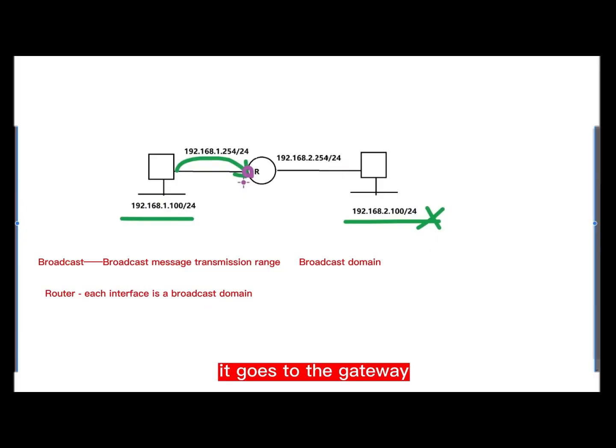It goes to the gateway. It will not find the address of the peer device. It will directly request the MAC of the gateway. The gateway will respond accordingly. So if the data crosses network segments, the data will go to the gateway.